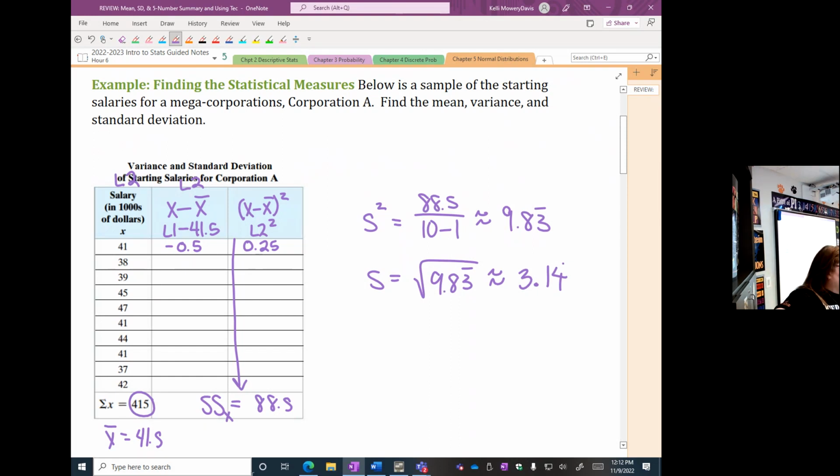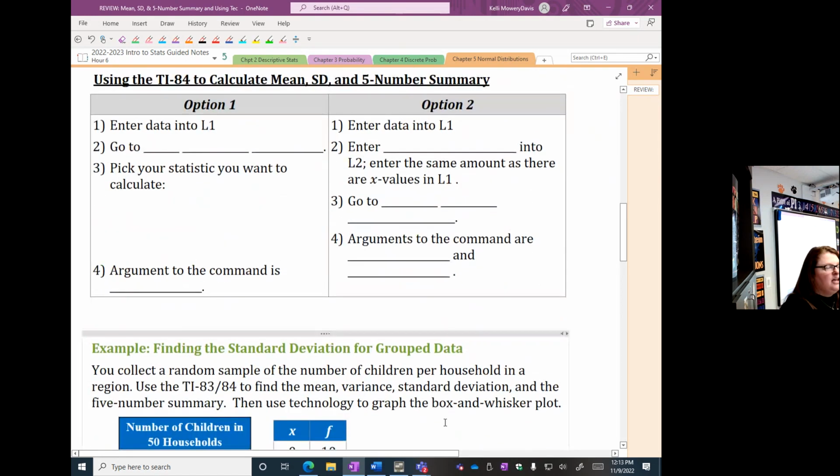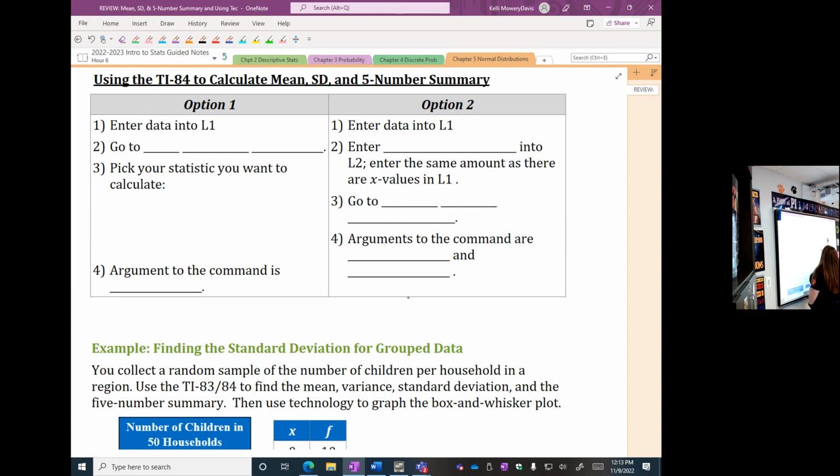Now, we're going to look at the shortcuts. If you flip your paper, you should see this at the top. I'm going to teach you how to do it with the data we currently have, and we're going to make sure we've got the right numbers. There are two options. I don't like option 1, but I'm going to give it to you anyway. I do like option 2. That's the one we're going to mainly use. Just a heads up. We're always going to enter our data into L1. This is our X values that we're entering in there.